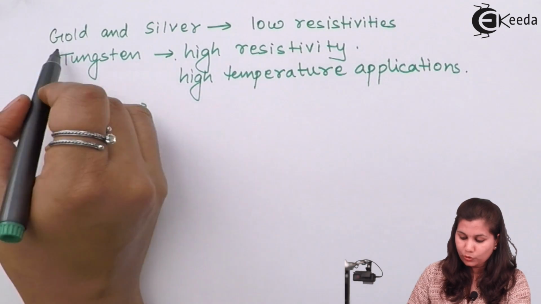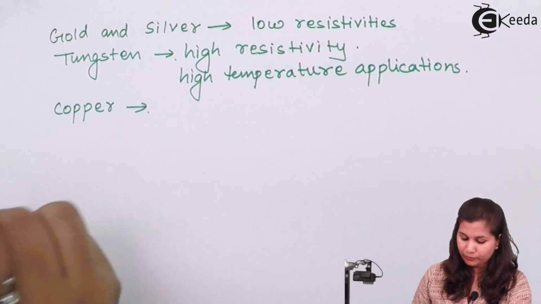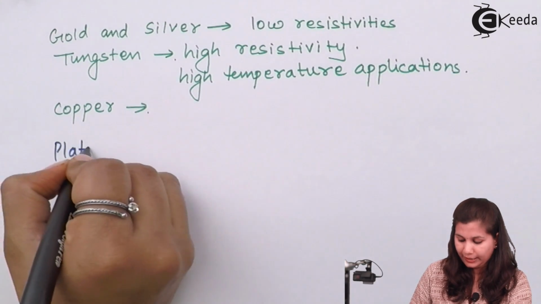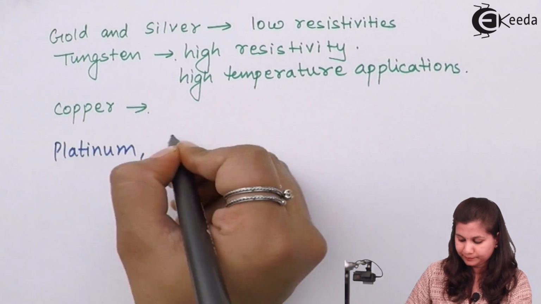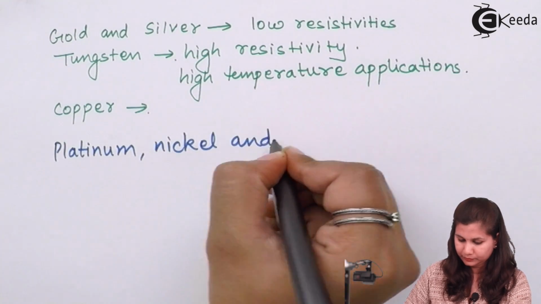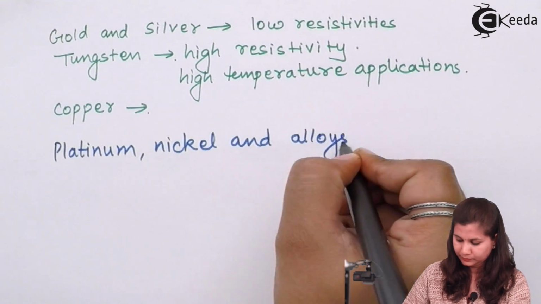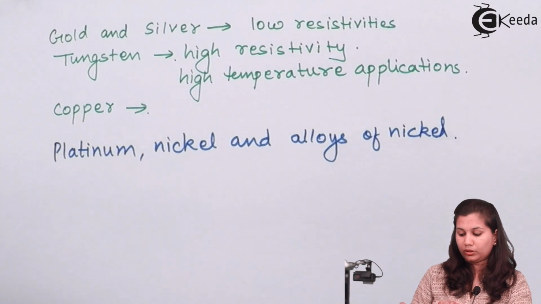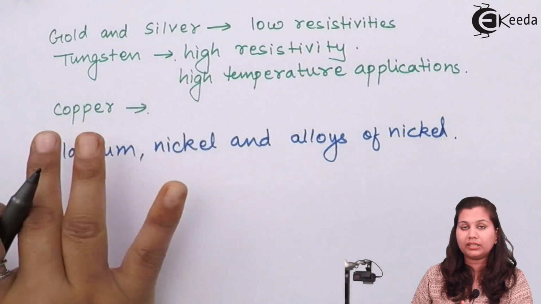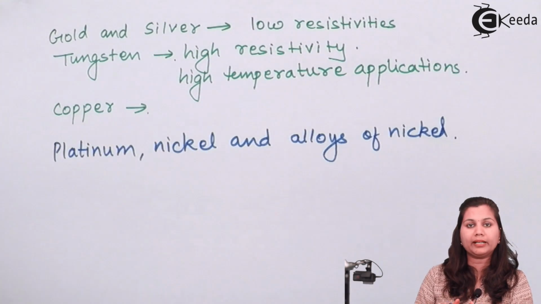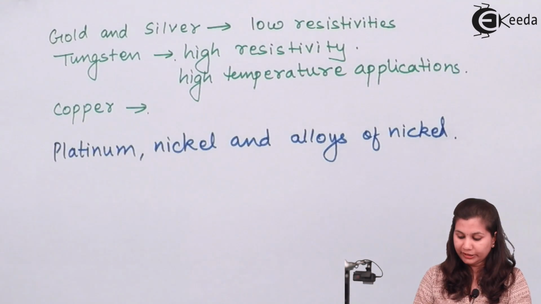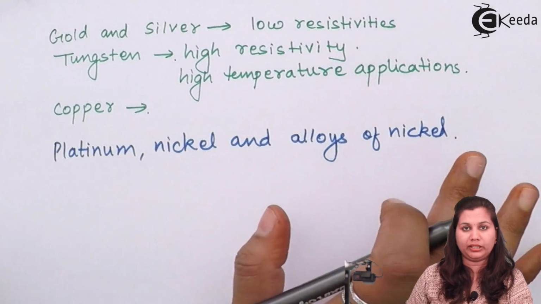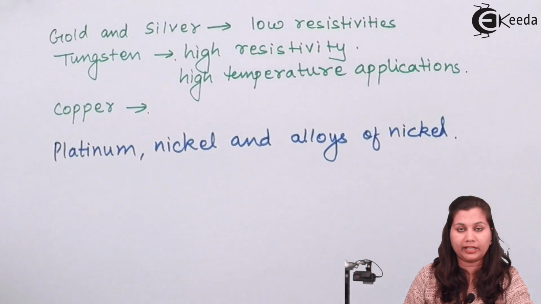Now, other than gold, silver, tungsten, and copper, mostly we use platinum, nickel, and their alloys. Sometimes gold, silver, tungsten, and copper can be used depending upon the application for which the RTD is used, but most of the time platinum, nickel, and the alloys of nickel are used for the construction of RTD.